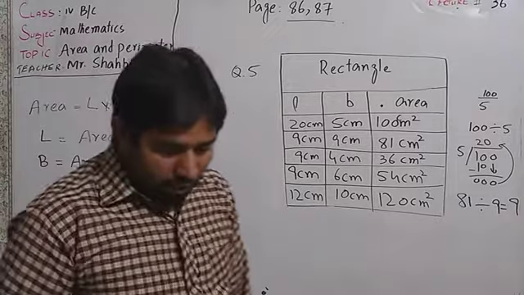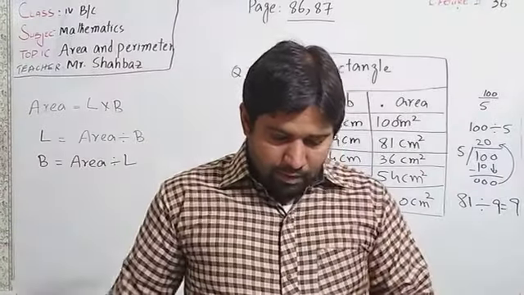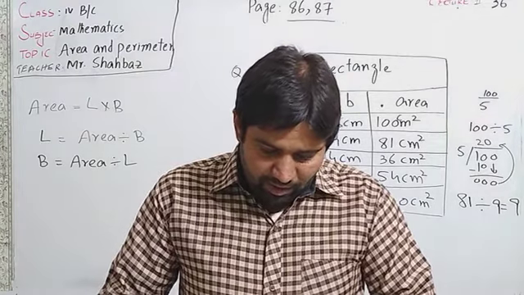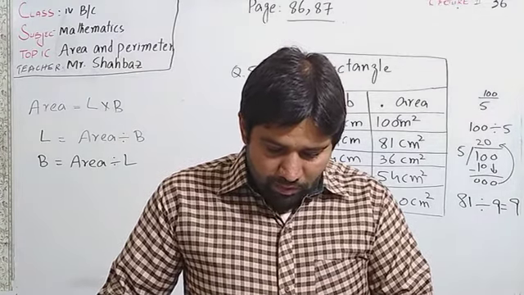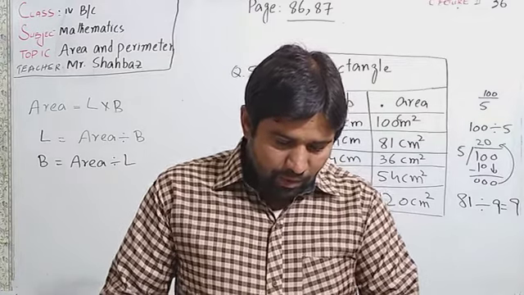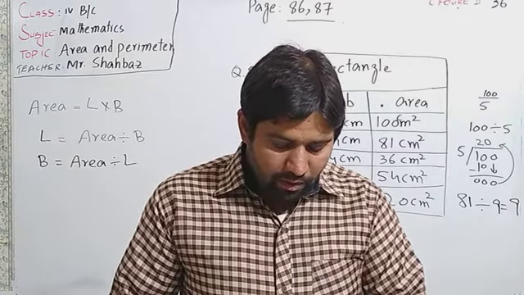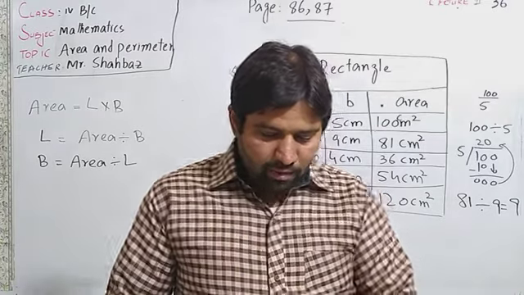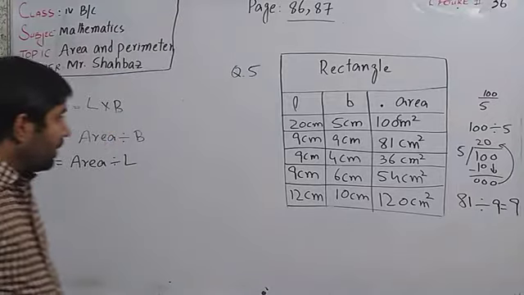Next one, question number 6. Now copy and complete. Here the perimeter is given. We have to find the length or breadth. This is also very easy. We have to divide the perimeter by 2 and then subtract the length or breadth. Then we will find the answer.